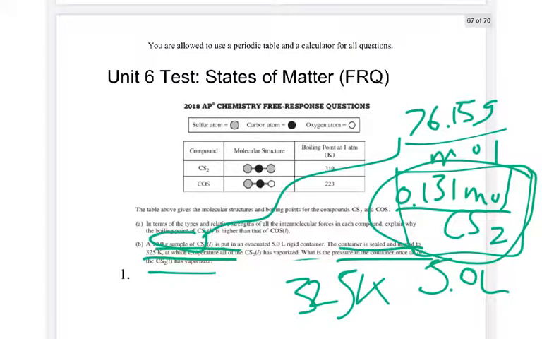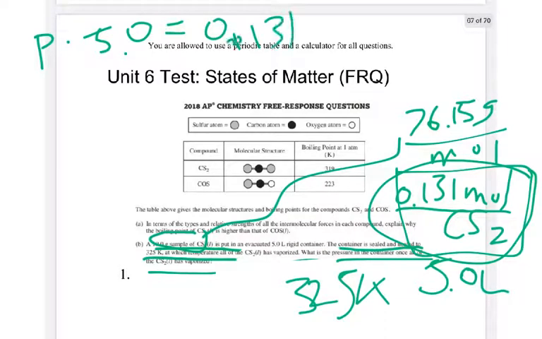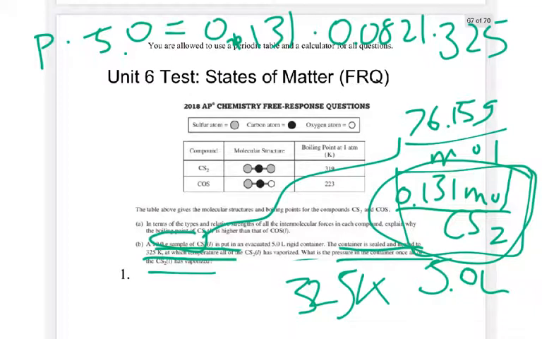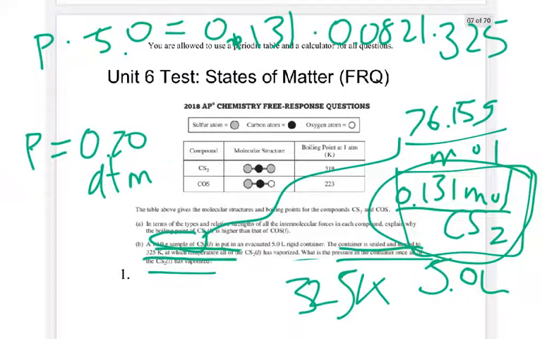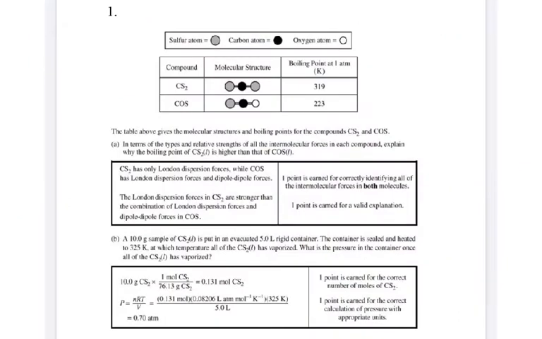Now it says, what's the pressure? So PV equals nRT. Let's do it. P times V, 5.0, is equal to n, which is 0.131, times R, 0.0821, times T, 325. Doing the math, 0.131 times 0.0821 times 325 divided by 5.0 is going to give us a pressure of 0.70 atmospheres. So let's not put the S because it's just atm. And let's check the answer and see if we got it right.